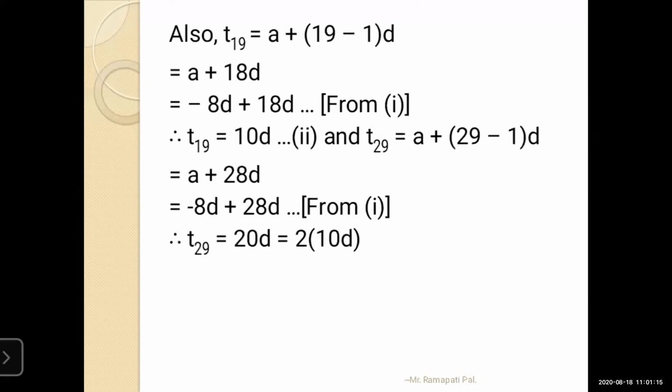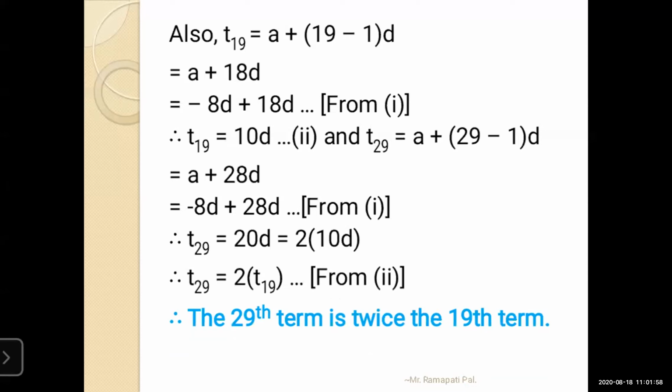Correct? Now, when we get 20D, then we will take 2 into 10D. Okay? What we will take? 2 into 10D. We will take a factor. T29 is equal to 2 into 10D. Okay? 10D, we know what is 10D. It is T19, from the above. So it will become like this way. T29 is equal to 2 into T19. So the 29th term is twice the 19th term. Okay? So the 29th term is twice the 19th term.